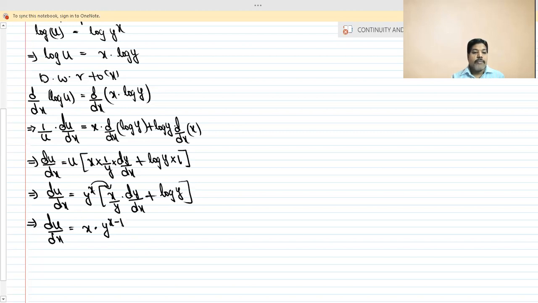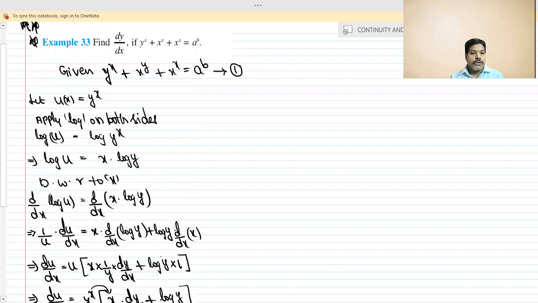Why? Because x power m by x power n can be written as x power m minus n. So y power x by y becomes y power x minus 1, into dy by dx, plus, multiplying with y power x, y power x into log y. So this is equation number 1, by taking u is equal to y power x.